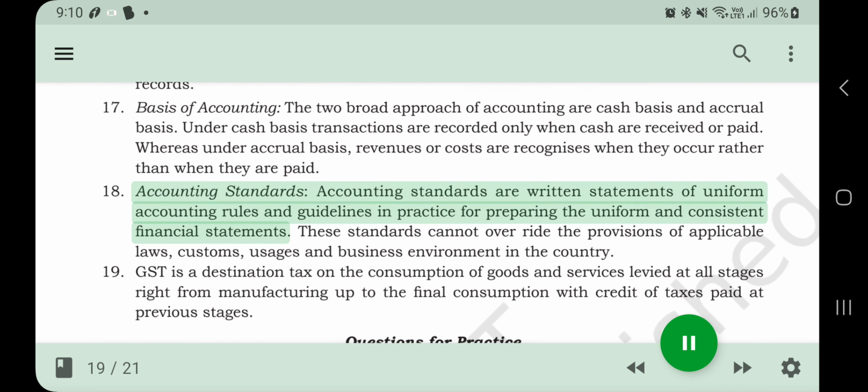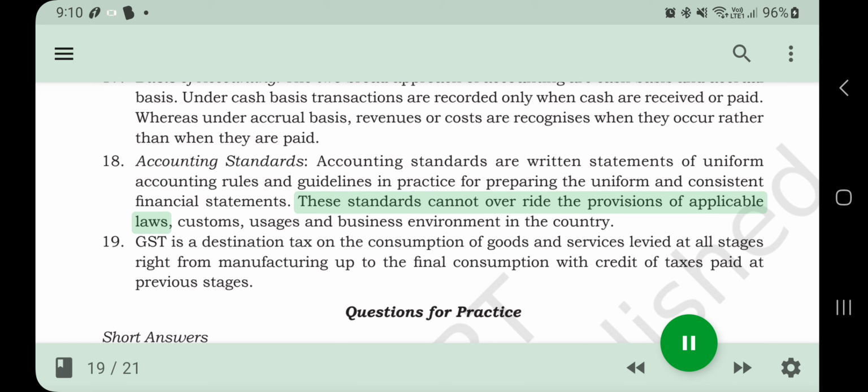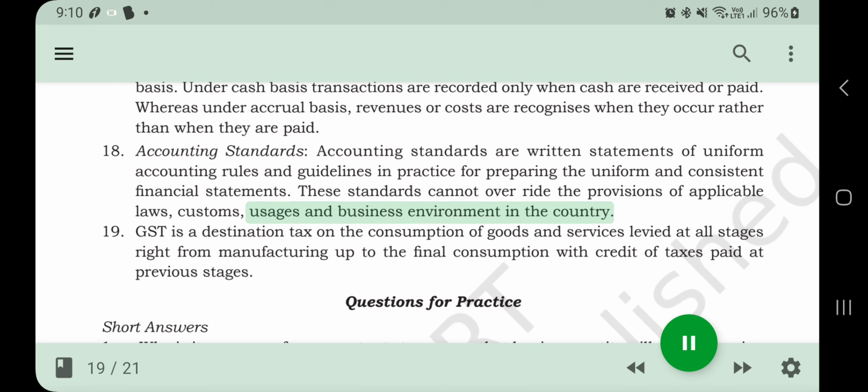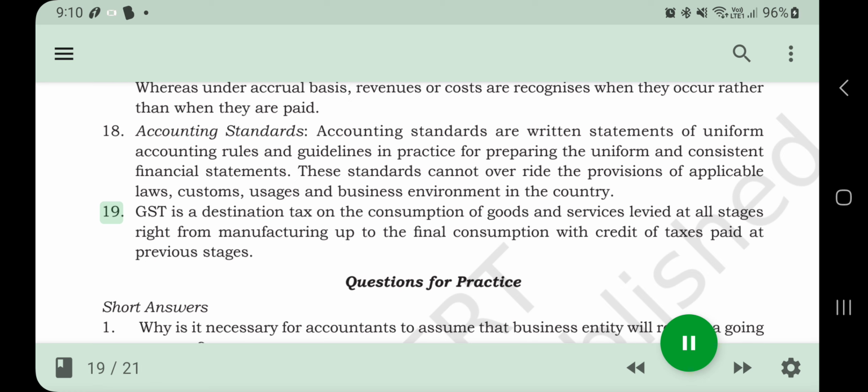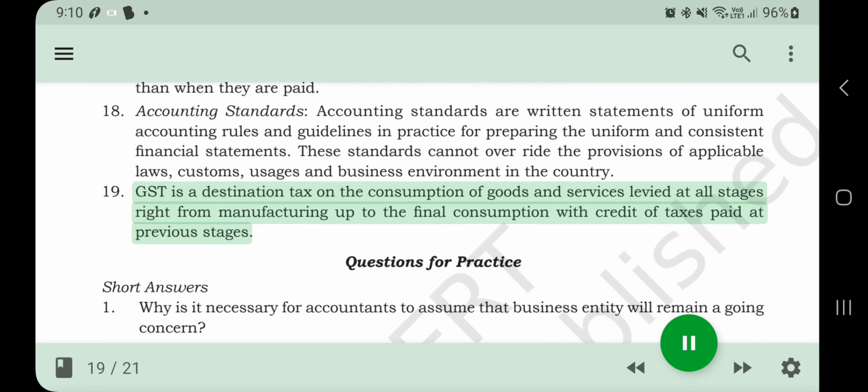18. Accounting standards. Accounting standards are written statements of uniform accounting rules and guidelines in practice for preparing uniform and consistent financial statements. These standards cannot override the provisions of applicable laws, customs, usages and business environment in the country. 19. GST is a destination tax on the consumption of goods and services levied at all stages right from manufacturing up to the final consumption with credit of taxes paid at previous stages.